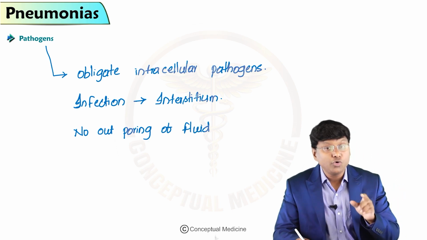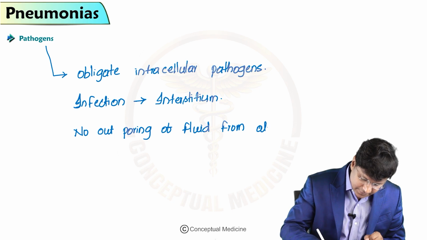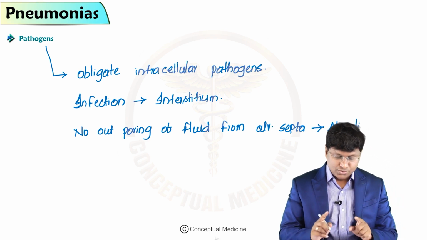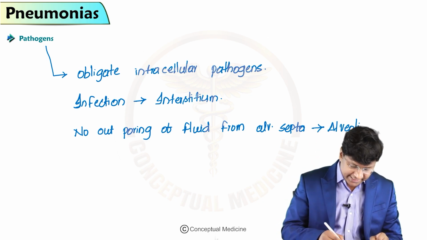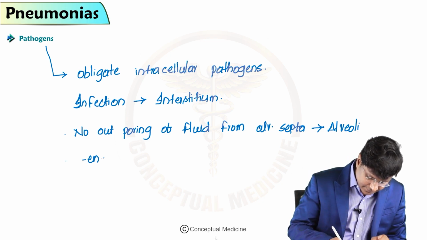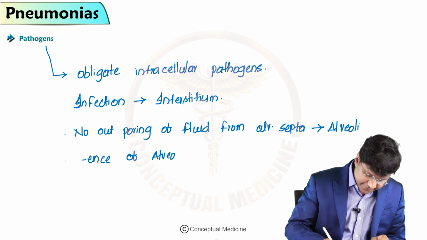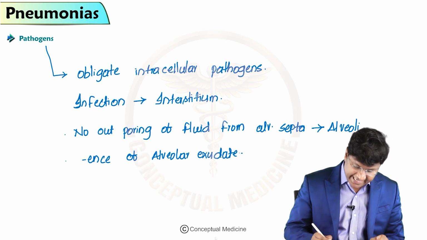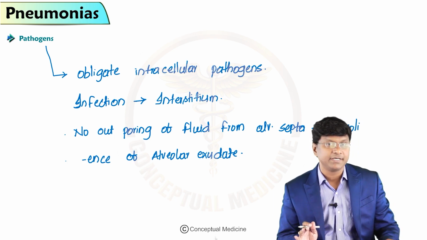There is no outpouring of the fluid from the alveolar septa into the alveoli. So in the sense, there is absence of alveolar exudate. So there is no alveolar exudate in these patients with the atypical pneumonia.